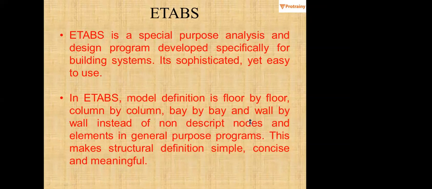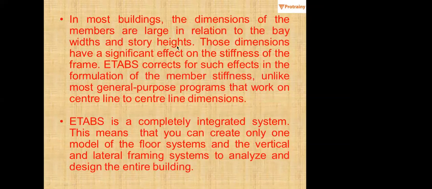In most buildings, the dimensions of the members are large in relation to the bay widths and story heights. Those dimensions have a significant effect on the stiffness of the frame. ETABS corrects for such effects in the formulation of the member stiffness, unlike most general purpose programs that work on center line to center line dimensions. Well, fine, they are putting it here and I am using their literature, but STAAD follows the same method as well, right?